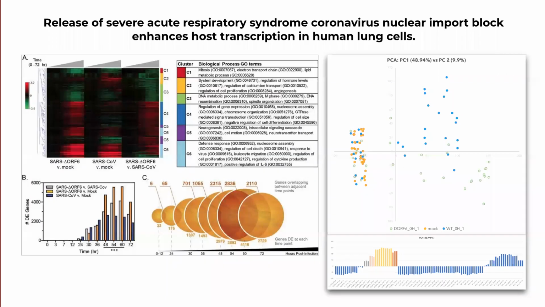Another project is the viral protein function. The title for that is the release of severe acute respiratory syndrome coronavirus nuclear import, which blocks and enhances host transcription in human lung cells. The purpose of the experiment was to compare transcriptomics of 2B4 cells, which are clonal derivatives of Calu3 cells, that were infected with either icSARS-CoV or the icSARS Delta ORF6 mutant of that virus.